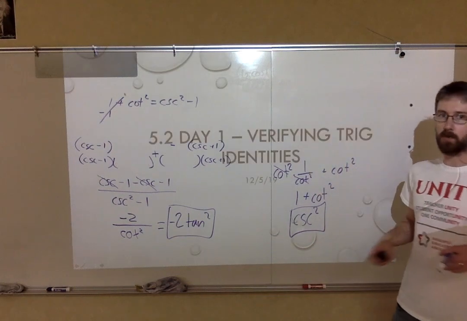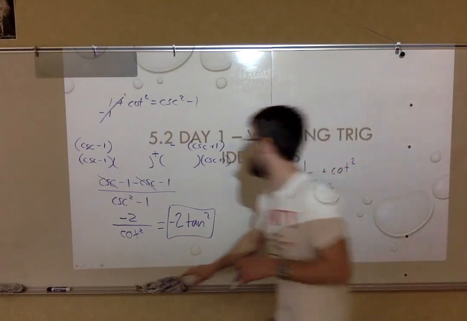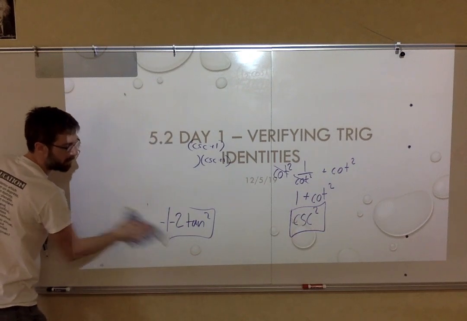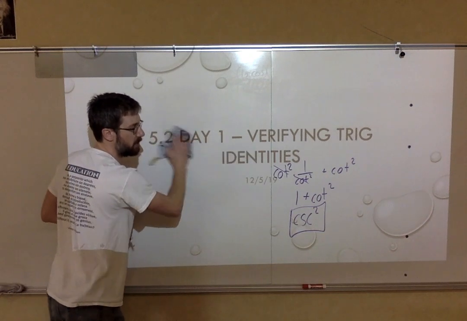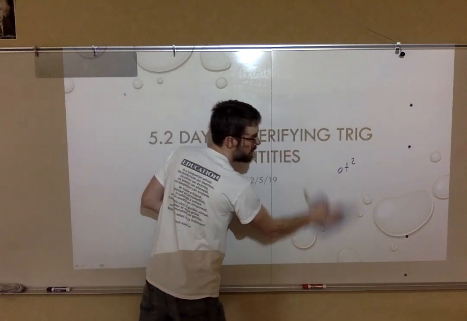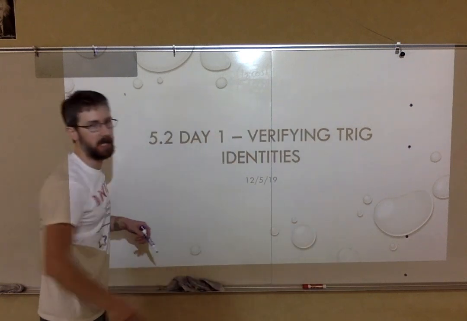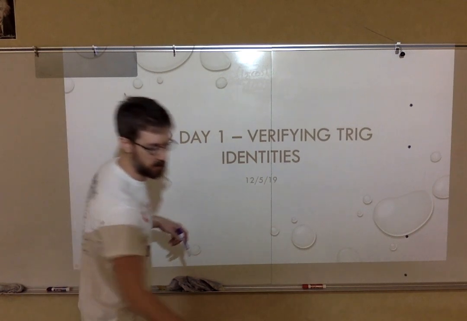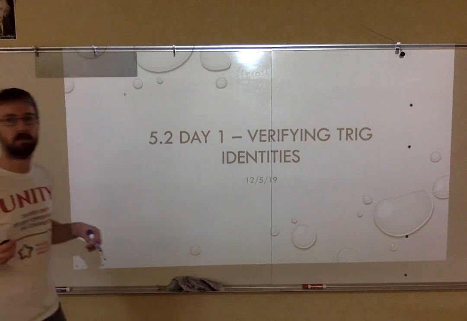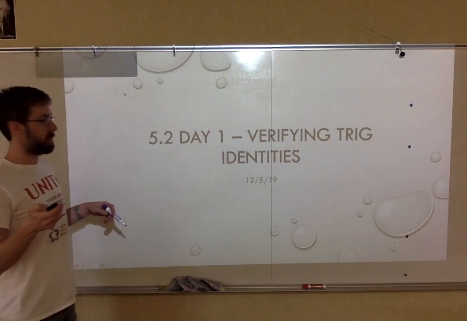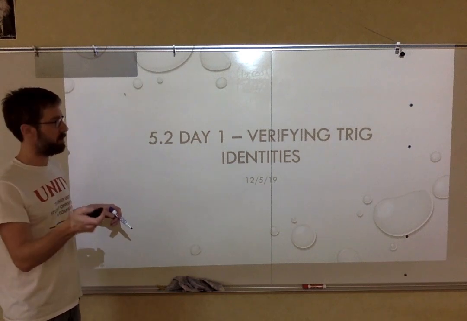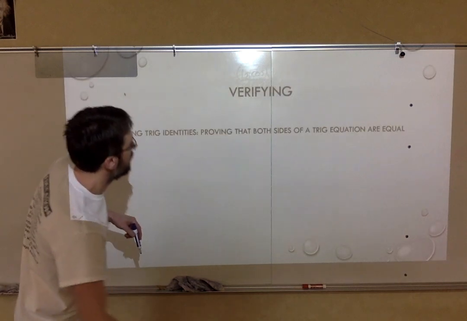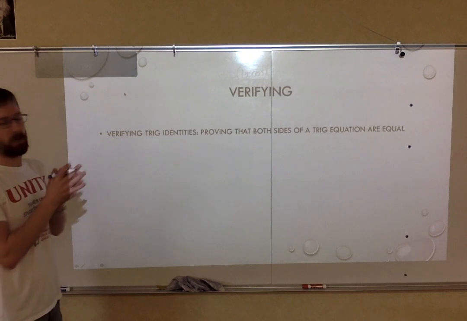All right, so 5.2, Verifying Trig Identities. This is, in some ways, a little bit simpler than what we did in the previous video and in the warm-up, because we're going to know what the answer should look like. We're now verifying the steps to show why the two things are equal to one another. All right, now before we get started, I want my clicker to work. There we go. So we're going to be proving that both sides of a trig equation are equal.